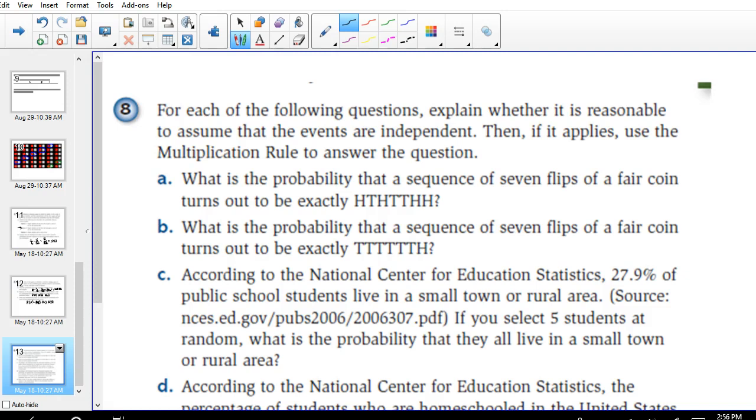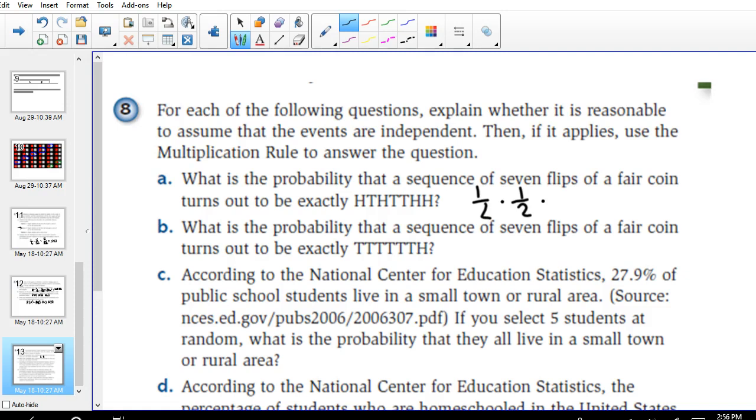So A, what is the probability that a sequence of 7 flips of a fair coin turns out to be exactly HT, HT, T, H, H? So in this case, every flip of a coin is new. Every flip of a coin is independent. So this is independent. So you would have the probability of flipping a heads is 1/2. And then getting tails on the next one would be 1/2. And then you've got heads, tails, tails, heads, heads. So let's see, there's 1, 2, 3, 4, 5, 6, 7.